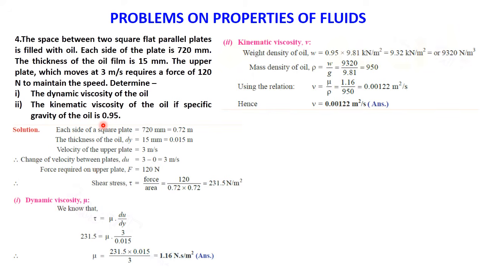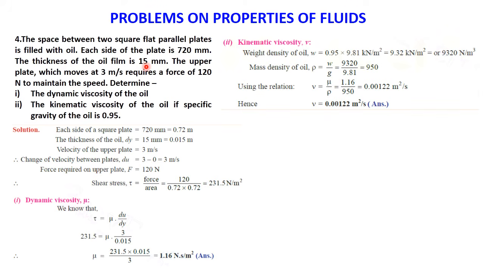Now this problem is turned a bit to increase its complexity. While writing the given values, we will see how the values are written. The space between two square flat parallel plates is filled with oil. It is mentioned in this sentence that there are two square flat parallel plates. So maybe the one below is fixed and the upper one is the moving plate. Each side of the plate is 720 mm, so here we have written each side of a square plate is 720 mm. Converted into meters, it is 0.72 meter.